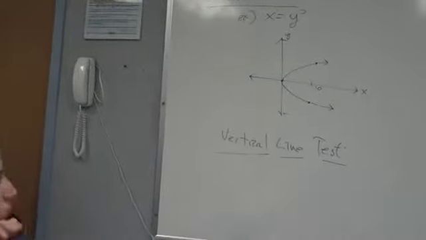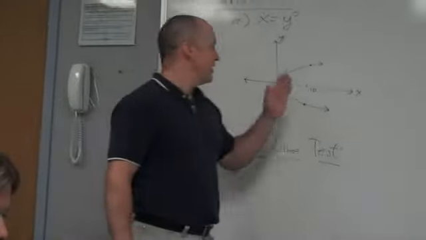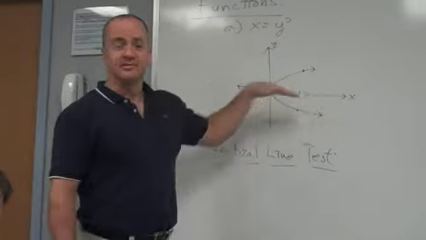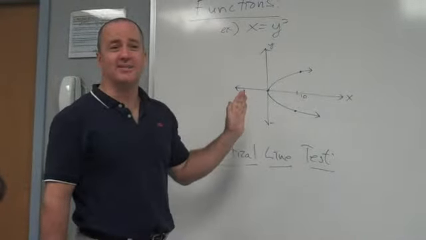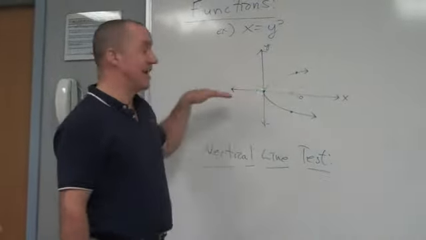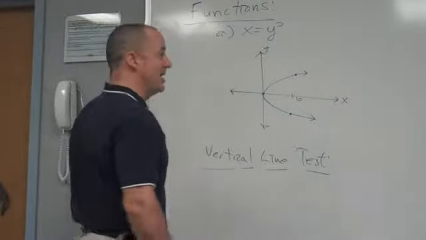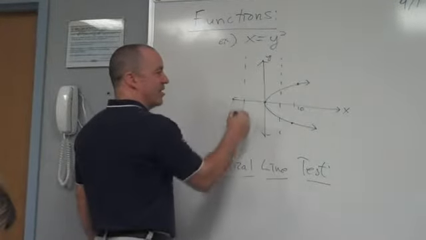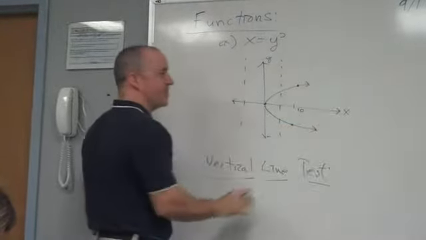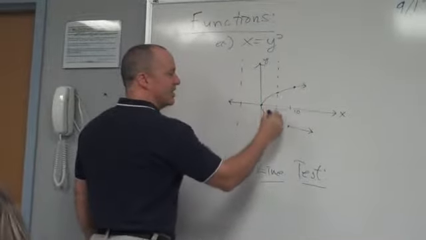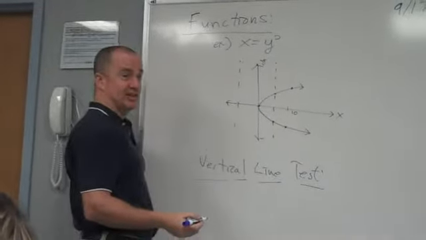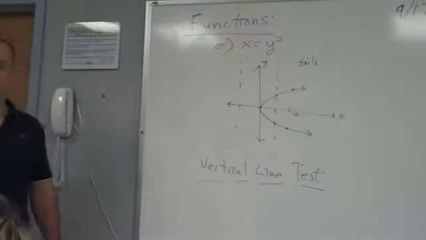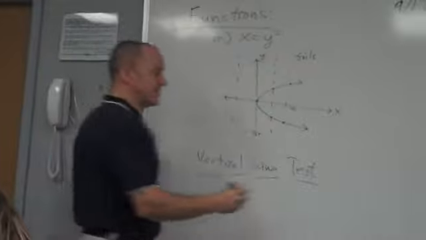The vertical line test. Okay? Vertical's up and down, by the way. Horizontal, vertical. I mix those up sometimes. You can remember the horizon. The horizon, horizontal. Honestly, I have to do that every time. If you can imagine a vertical line anywhere along the x-axis, if that line hits a graph twice or more, then it doesn't work. Then it fails the vertical line test.